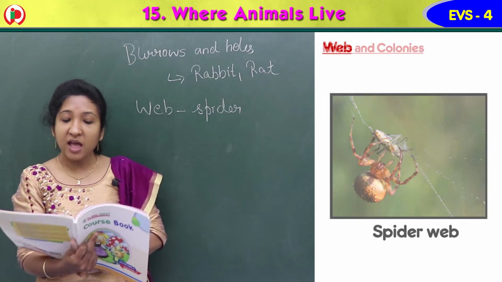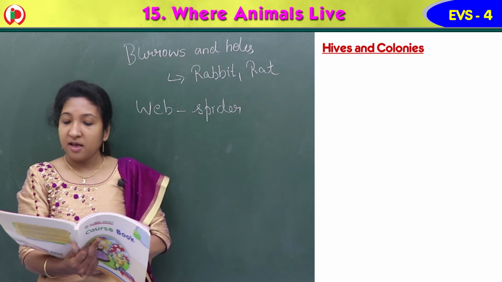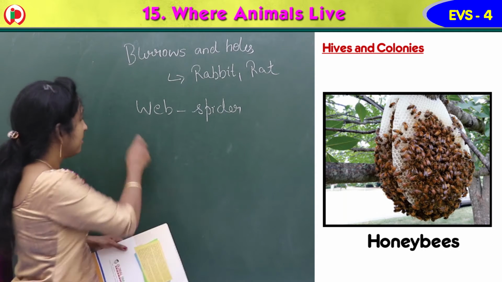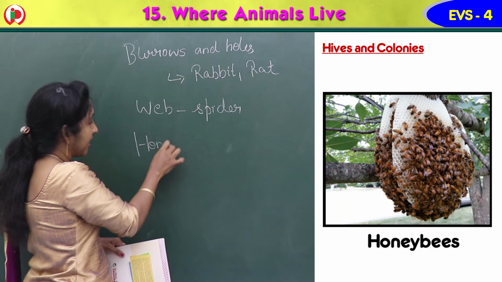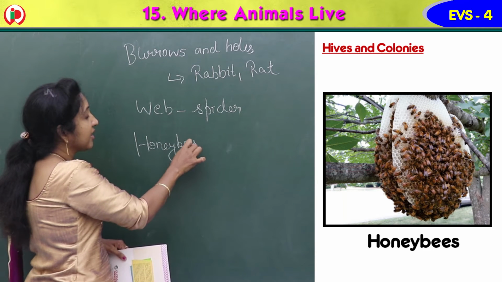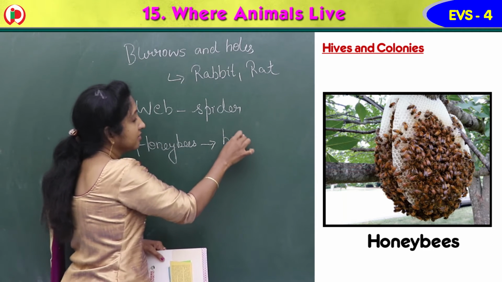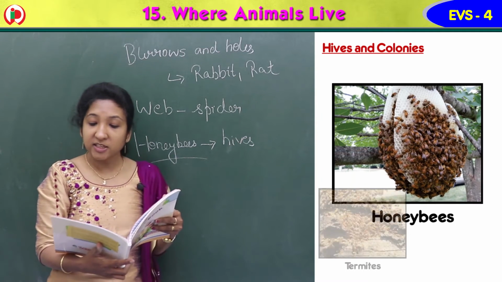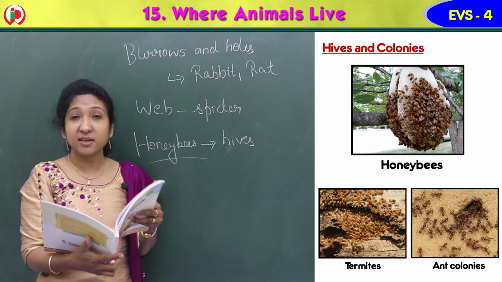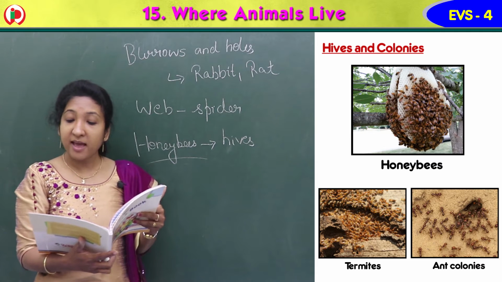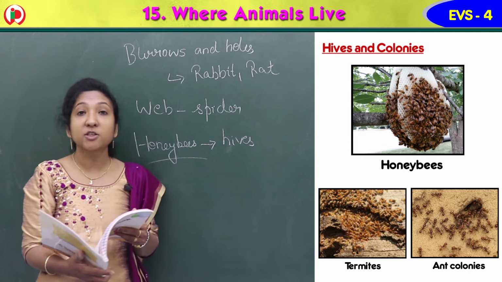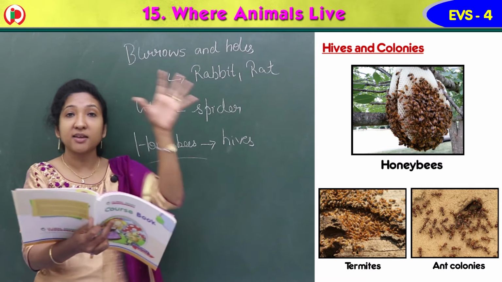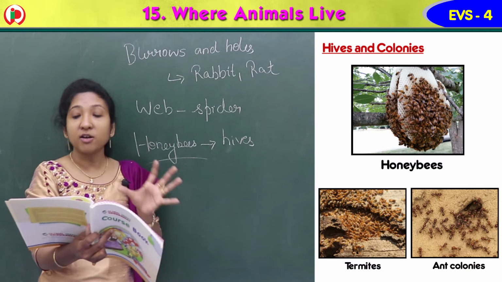Okay, hives and colonies. Honeybees live in hives. Honeybees, that give us honey, live in hives. The name of the honeybee's home is hive. And termites. Termites are small insects. And ants, they live in large groups called colonies. Ants, termites, they live together in a large group. So it is called colonies.